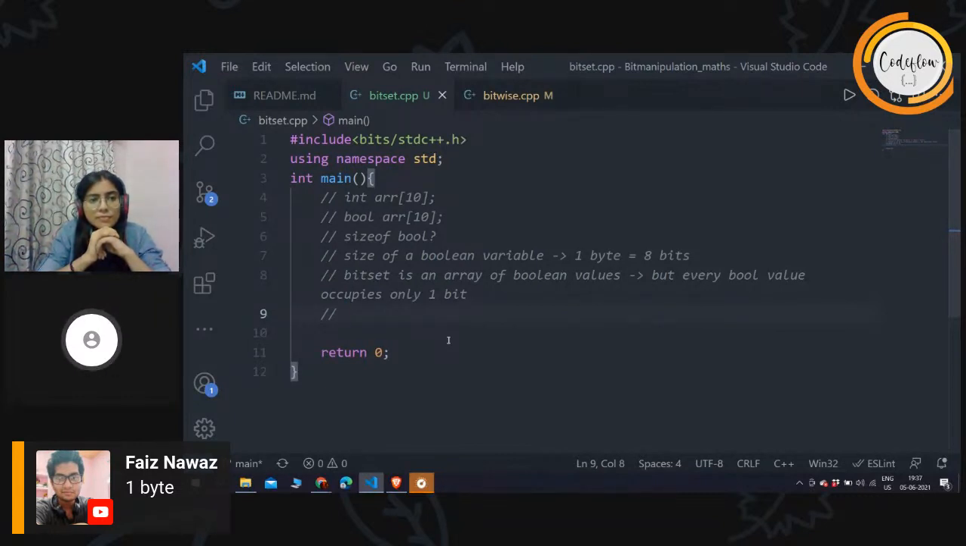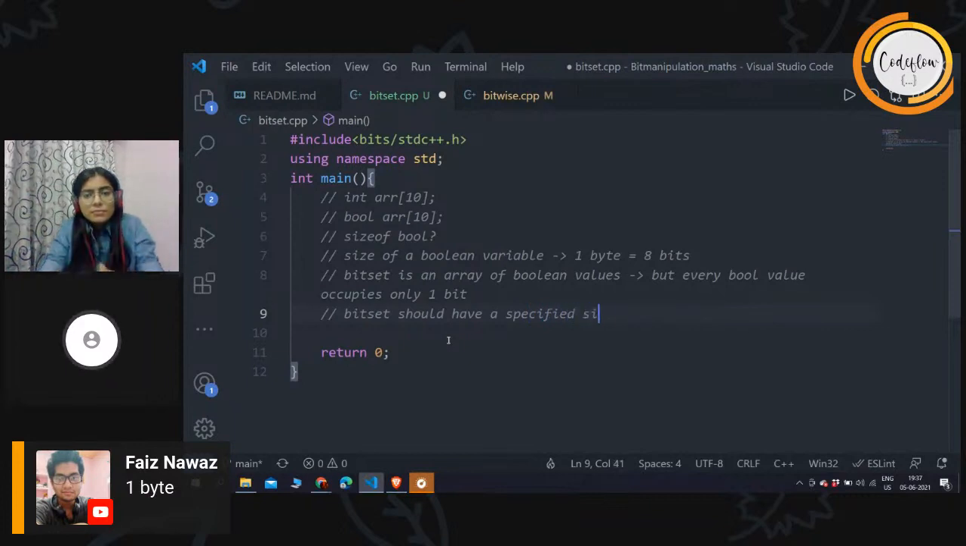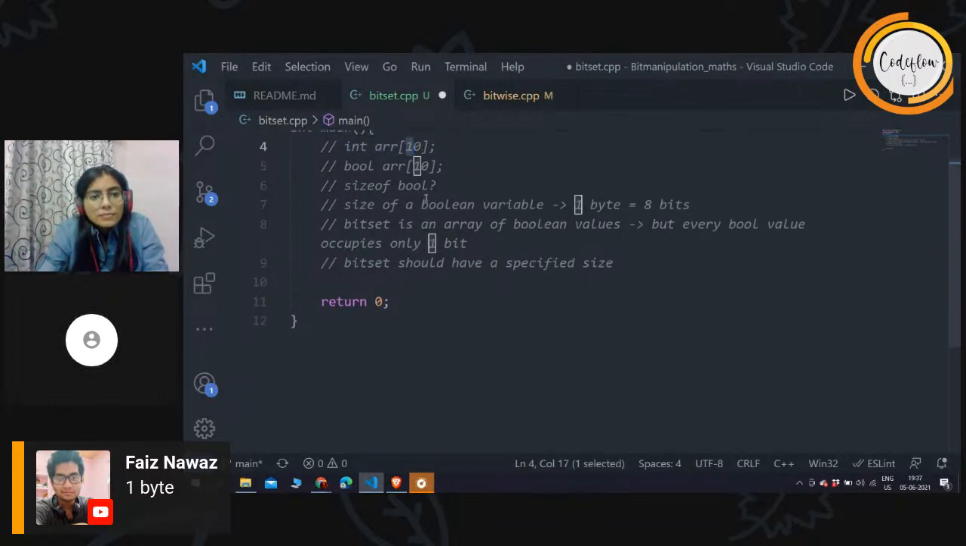So first of all, there are some points that you need to keep in mind. Bitset should have a specified size, like arrays. Whenever we create an array, we have to specify the size, right? We can't increase or decrease it later. So bitset should have a specified size at the time of creation.